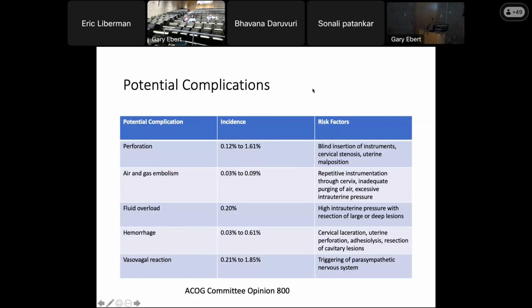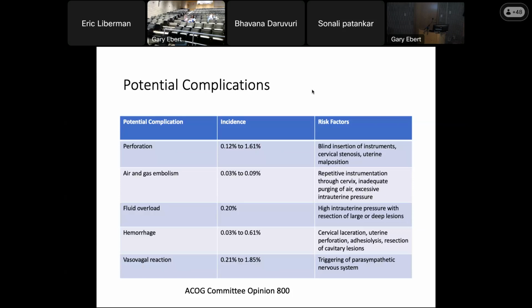Perforation is usually when you're blindly inserting instruments. Here where I am and at other institutions, there's been a practice of sounding the uterus prior to inserting the hysteroscope. I don't understand that. Again, I like to enter the cavity under direct visualization. If you're sounding the uterus, you can perforate, and if you're going in under direct visualization, there's no need for that, in my opinion.